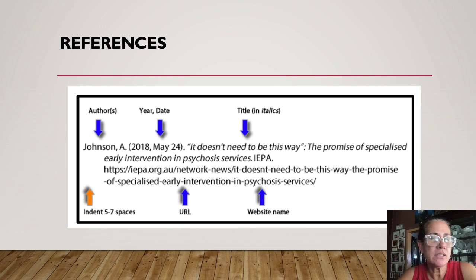Now, whatever it says, you do it exactly as is. And then period. Then you see the IEPA period. Now, that's the title of the website. The website goes next, and then the very last thing is the URL. That's all you do for each of your sources.